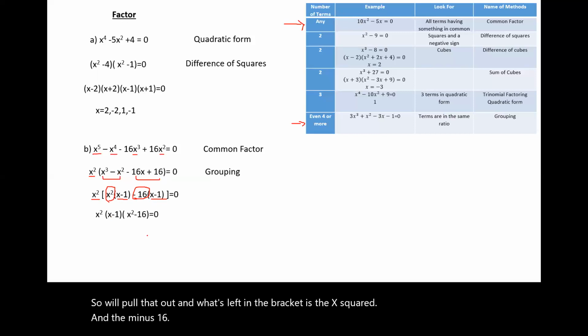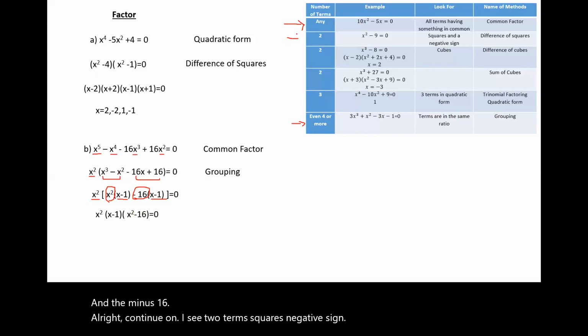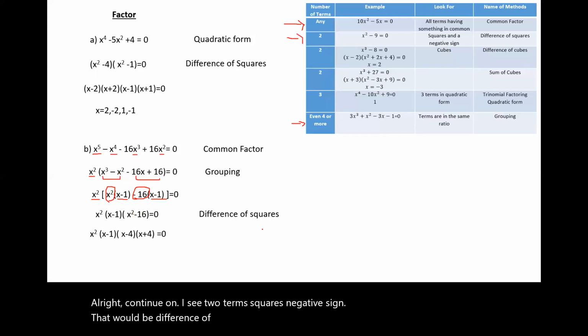All right, continue on. I see 2 terms, squares, negative sign. That would be difference of squares, and we'll factor that.